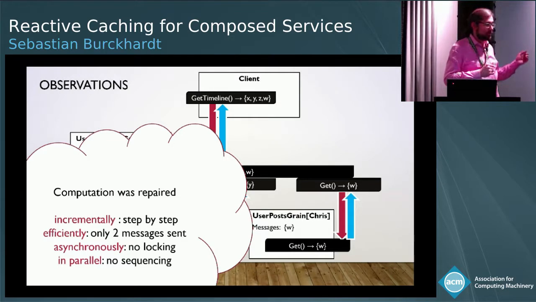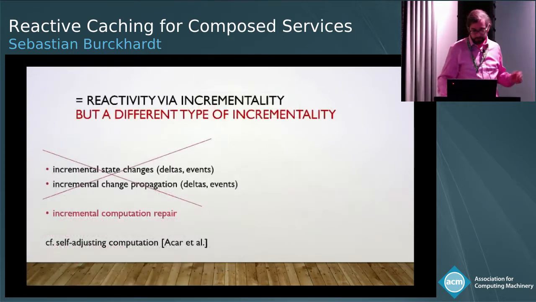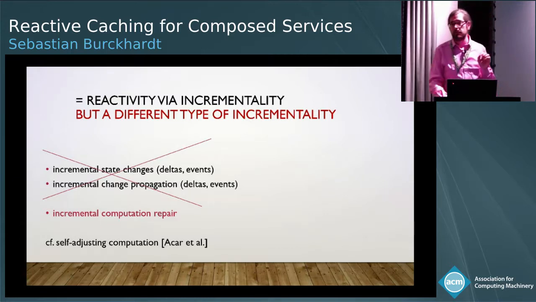It's also asynchronous. Nothing was locked here. It's interleaving with the other scheduler. And it was parallel. So if you have multiple changes happening in this computation, they would all be propagating in parallel. So I think of this as a different way of incrementality. When we see reactive programming, we often get the type of incrementality where state is incrementalized. Here what we're doing is incrementally repairing the computation.